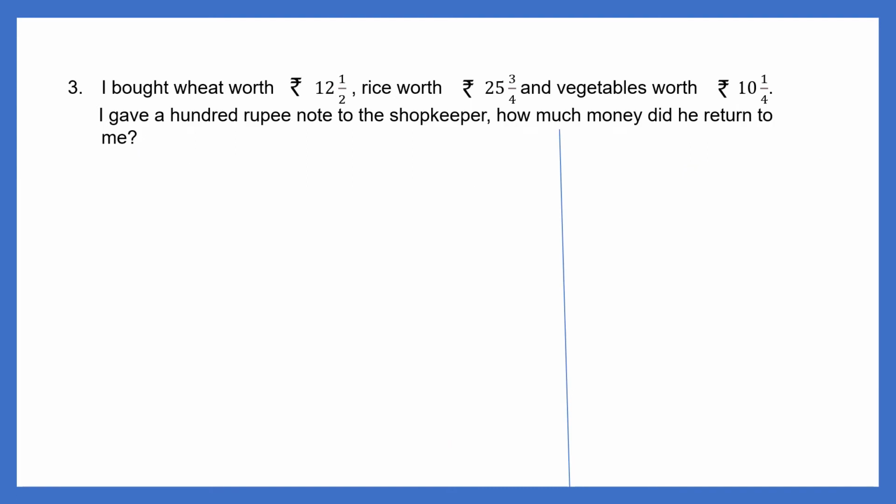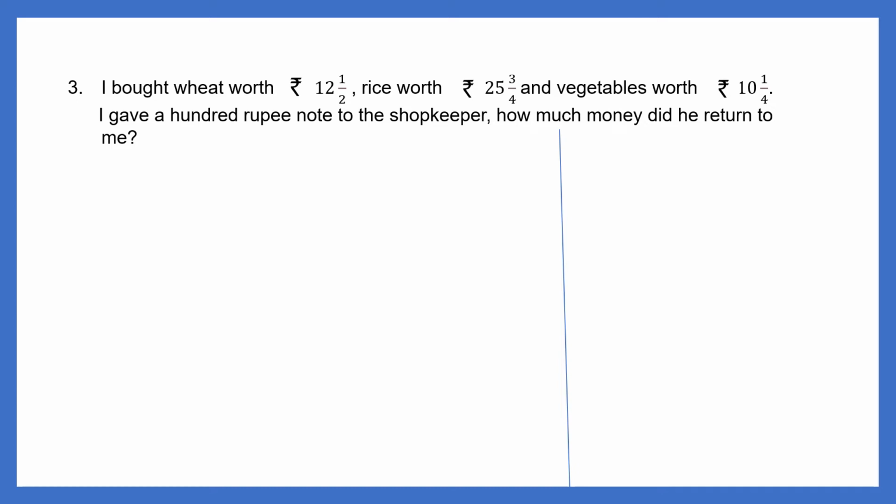Question 3. I bought wheat worth 12 1/2 rupees, rice worth 25 3/4 rupees and vegetables worth 10 1/4 rupees. So I bought a few things, wheat, rice and vegetables. I gave a 100 rupee note to the shopkeeper. How much money did he return to me? After buying these, I gave the shopkeeper a 100 rupee note. Now he has to return some money to me. How much money is that?